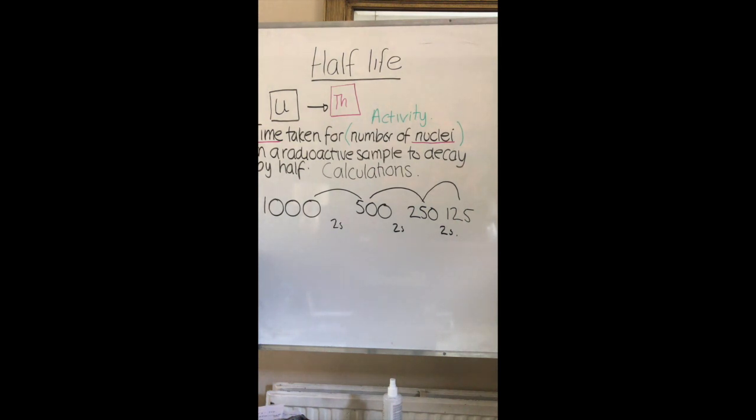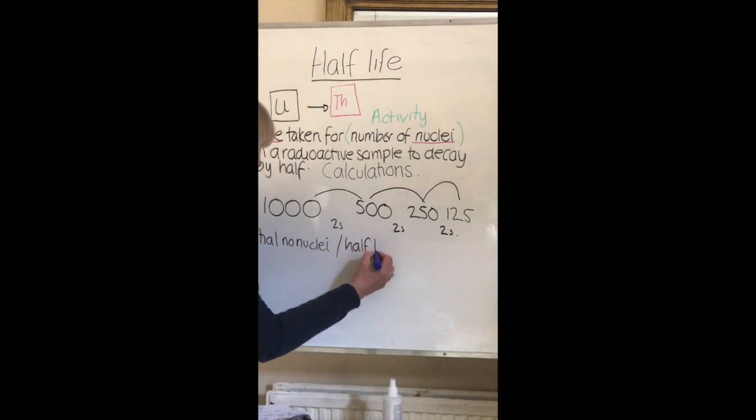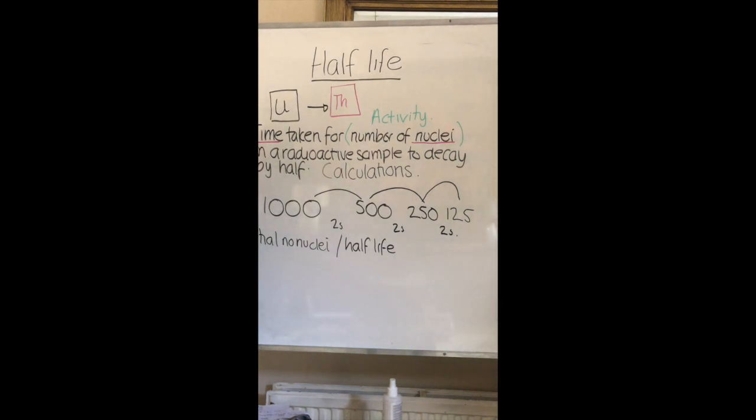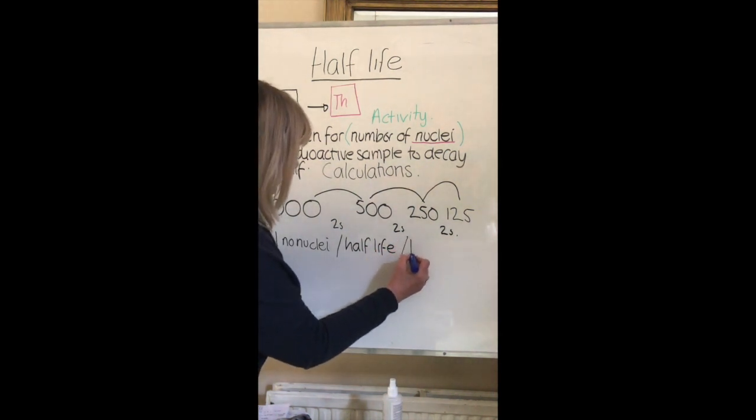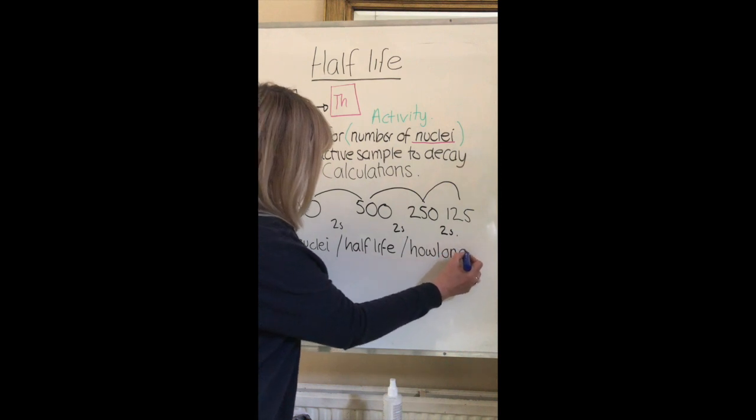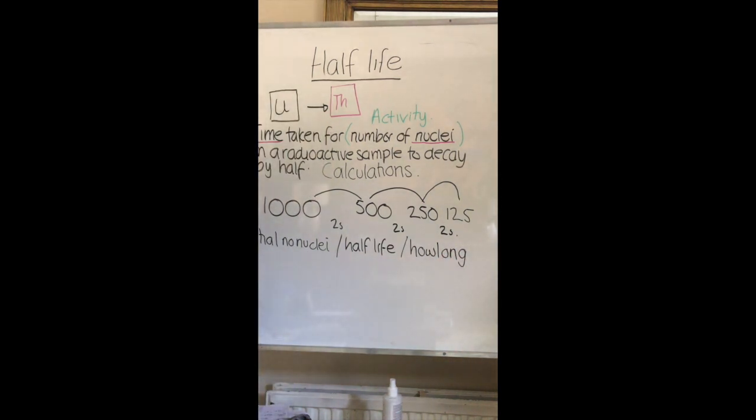So what are the sort of questions around those calculations? Let's have a look at what they might ask you. The first one might be what we just did. They give you the initial number of nuclei, 1,000. They might give you the half-life, say 2 seconds. And they might ask you, how long does it take to get to a certain number of nuclei, for example, 250 nuclei?